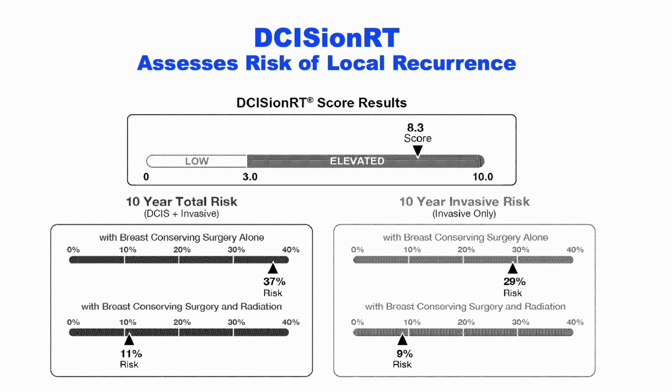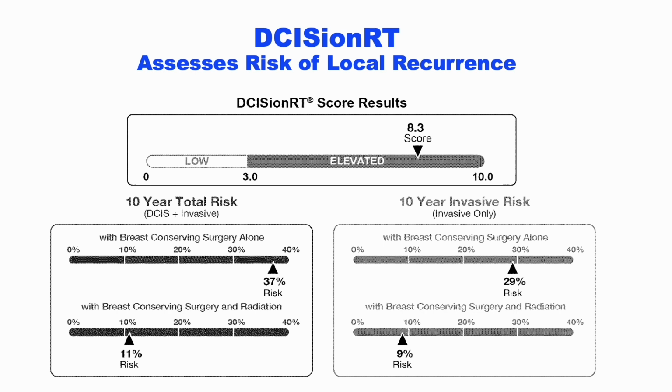right of the image. Again, in this example, this patient had over 10 years a 37% risk of having a recurrence of invasive cancer or DCIS without any radiotherapy. If radiotherapy were added, it is estimated that her 10-year risk would be reduced from 37% to 11%. Again, a 70% reduction.